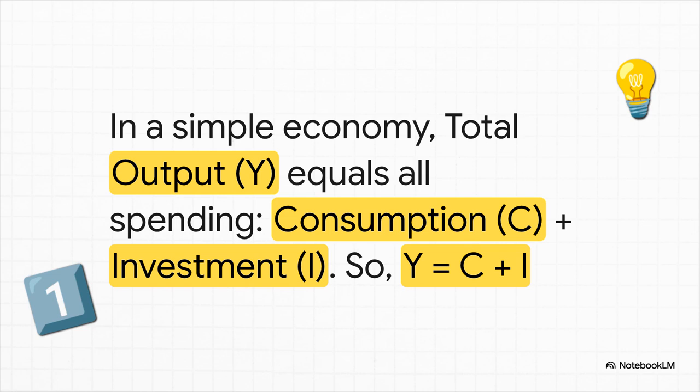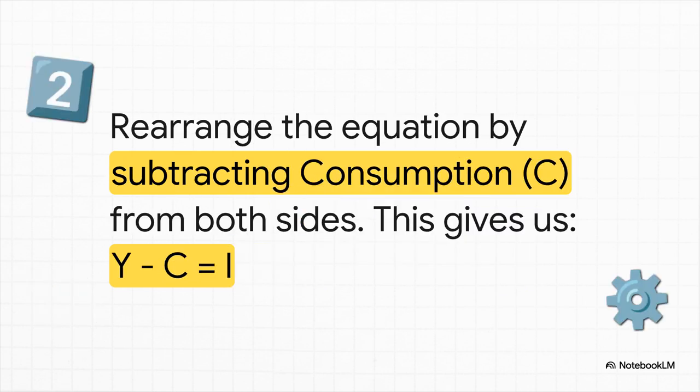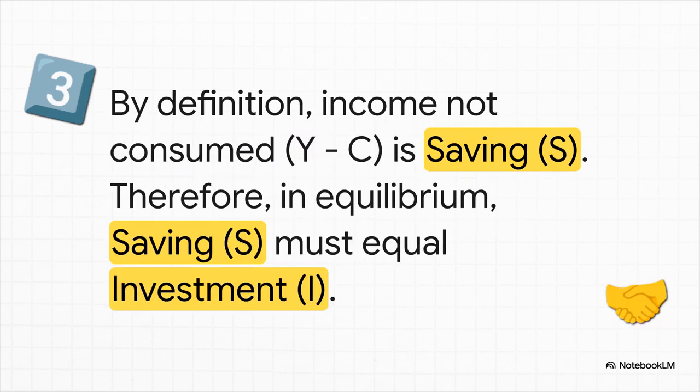In a world like that, every dollar of income that's generated, we'll call that total output, or Y, has to go to one of two places. It's either spent on consumption, C, or it's put into investment, I. Now, let's do some really basic algebra. We just move consumption over to the other side of the equation. So now we have output minus consumption equals investment.